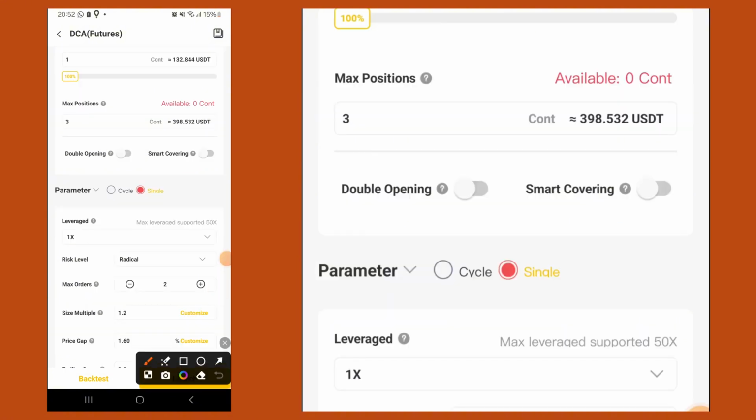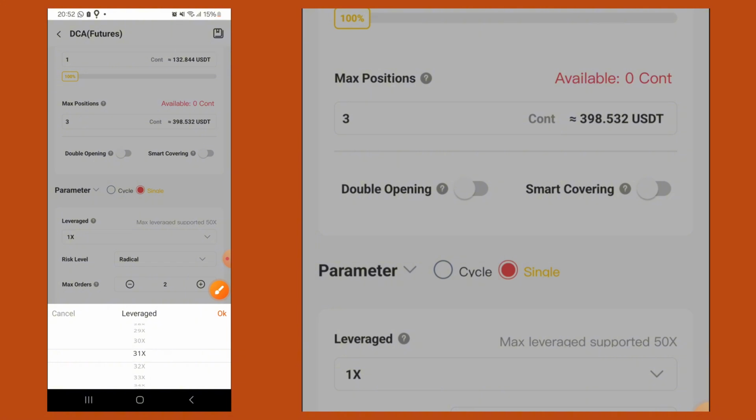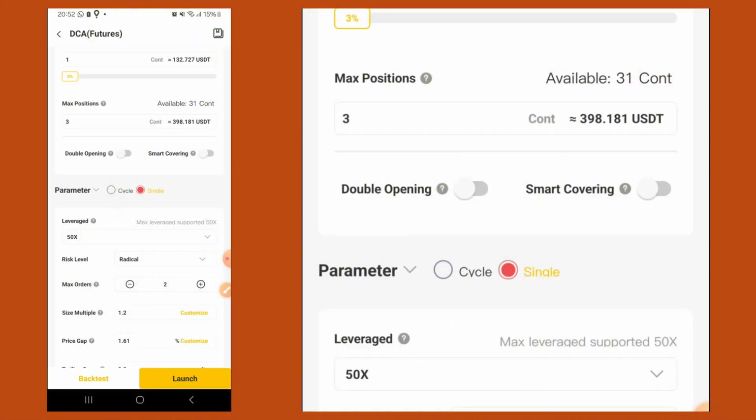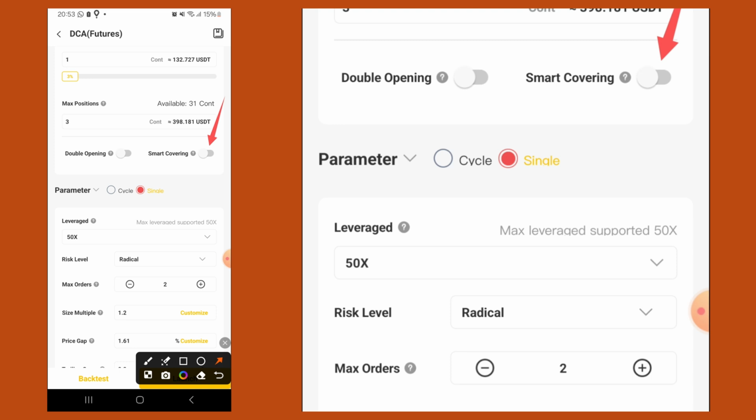The next thing is to select the leverage, and I advise you to use the highest leverage. Now we have chosen the leverage. The next thing, I see most people love smart covering. Some people activate it without actually knowing what it means, and also they leave this at 2.